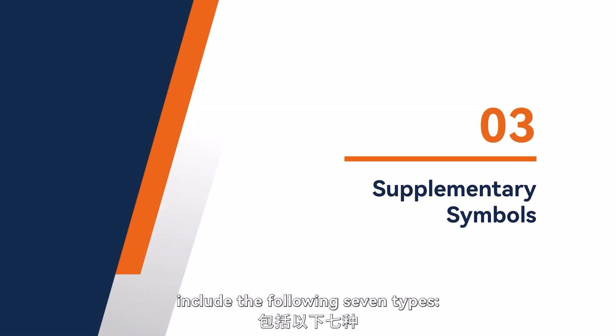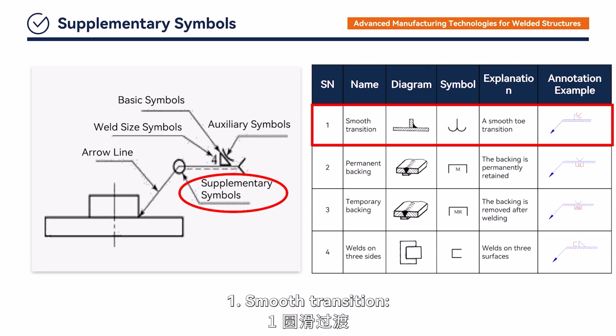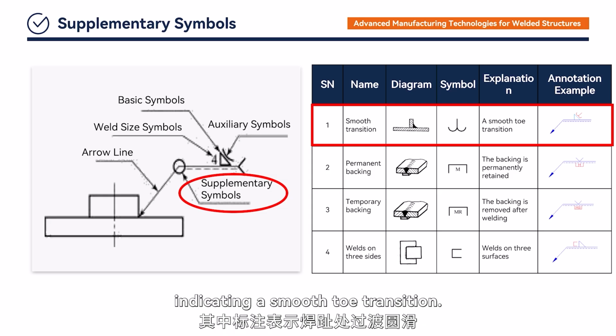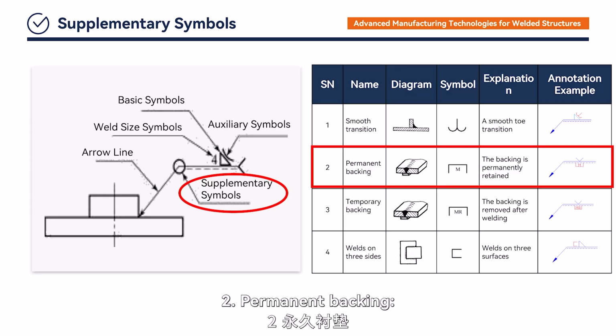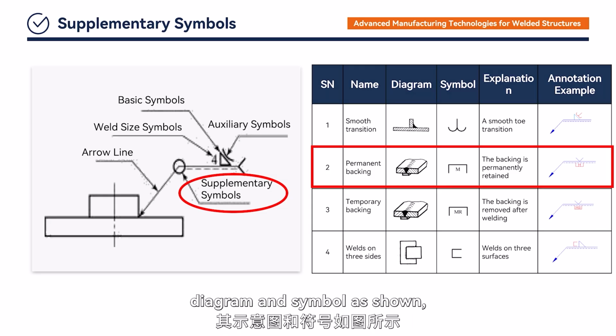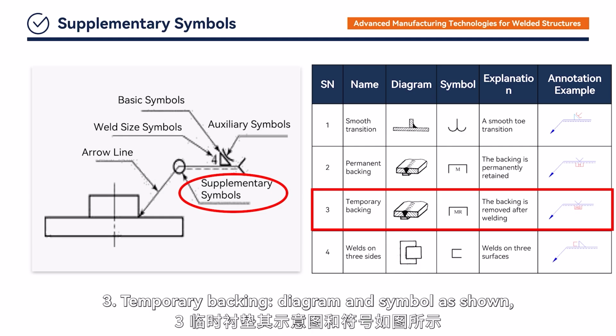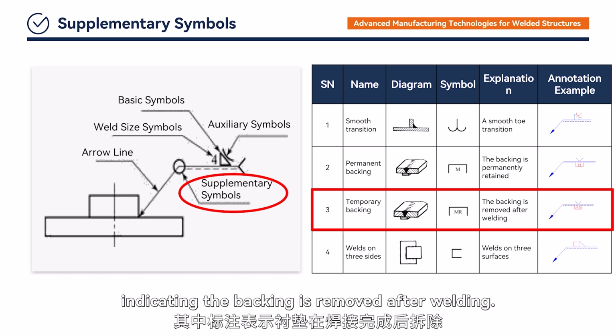Supplementary symbols include the following 7 types. 1. Smooth transition. Diagram and symbol is shown, indicating a smooth toe transition. 2. Permanent backing. Diagram and symbol is shown, indicating the backing is permanently retained. 3. Temporary backing. Diagram and symbol is shown, indicating the backing is removed after welding.